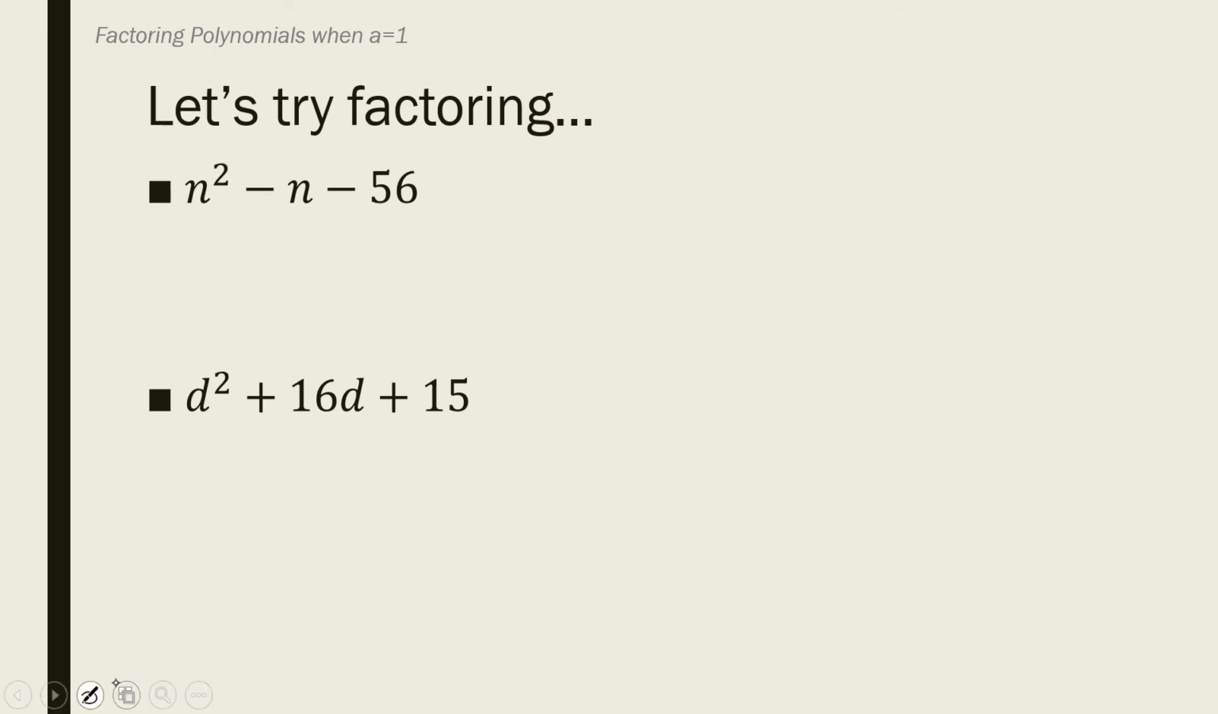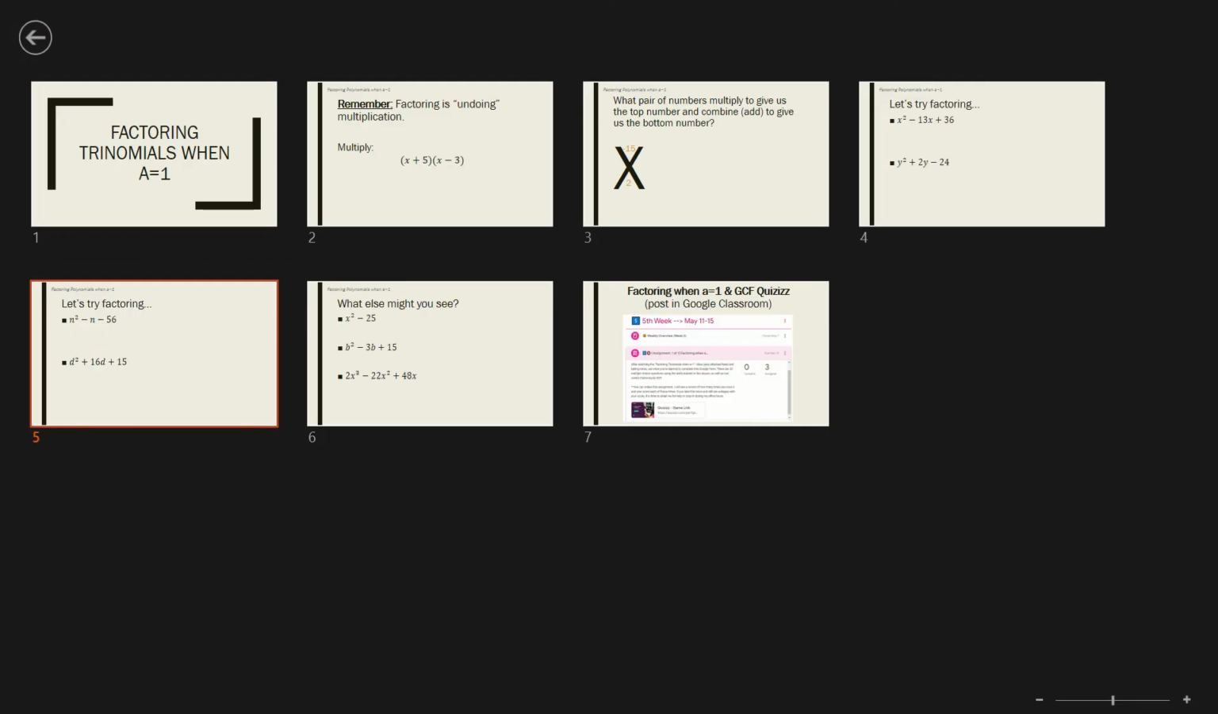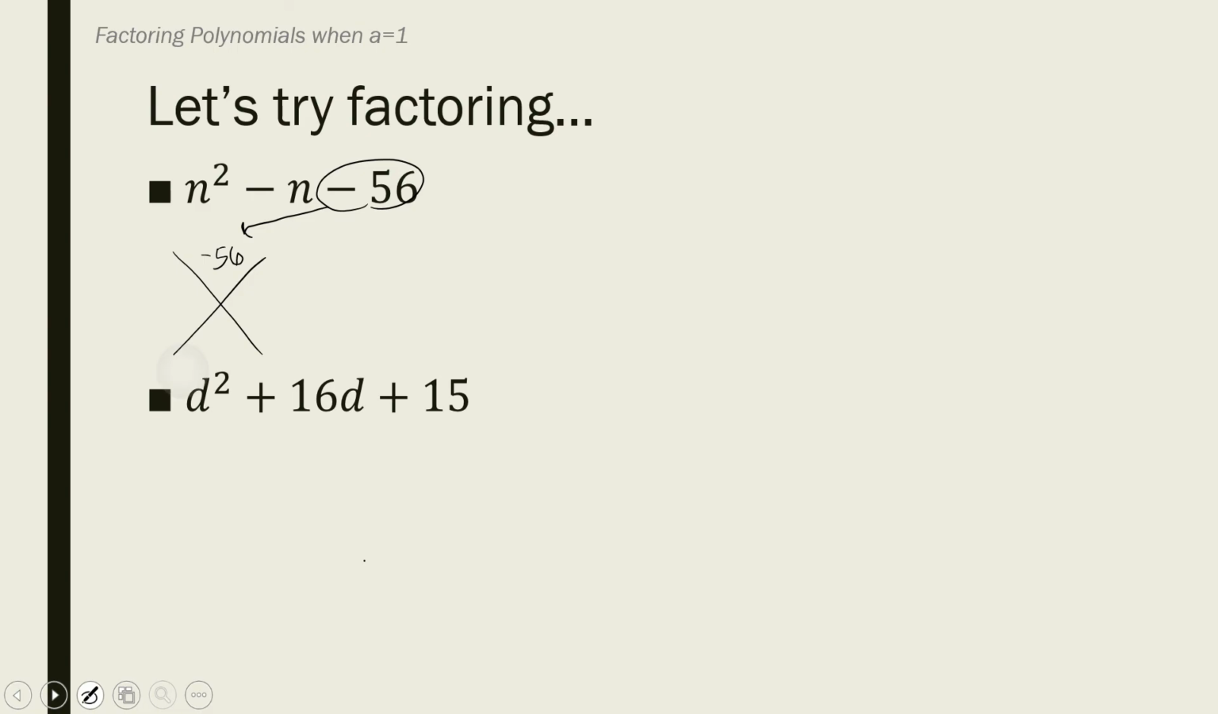Set up our x. n squared minus n minus 56. So negative 56 goes on top of the x. Now this sometimes can be a little bit confusing for people. Oops. My goodness, I'm having all sorts of trouble today. Where were we? Here. There we go.